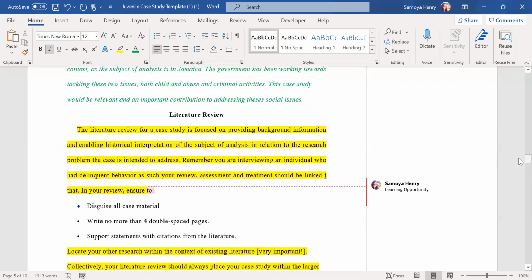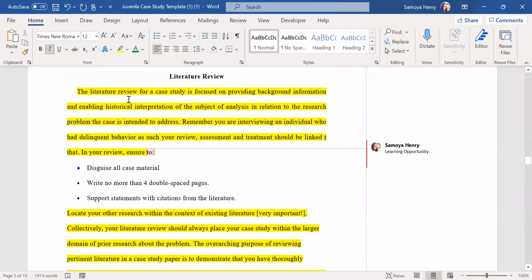All right, so let's look at the literature review. Once again, everything we have in yellow is what? Learning opportunity. So this is explaining to you what the literature review is about. The literature review for a case study is focused on providing background information and enabling historical interpretation of the subject of analysis in relation to the research problem. So you're getting background information, and what is our research problem again? Looking at the child sexual abuse and how that contributes to the delinquent behavior, right?